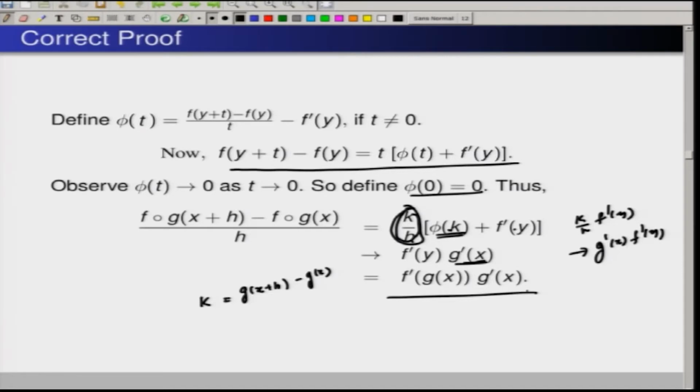So, here, one has to cleverly take care of this case. So, this proof now says that the derivative of f composed with g at x is equal to f prime of g x into g prime of x.